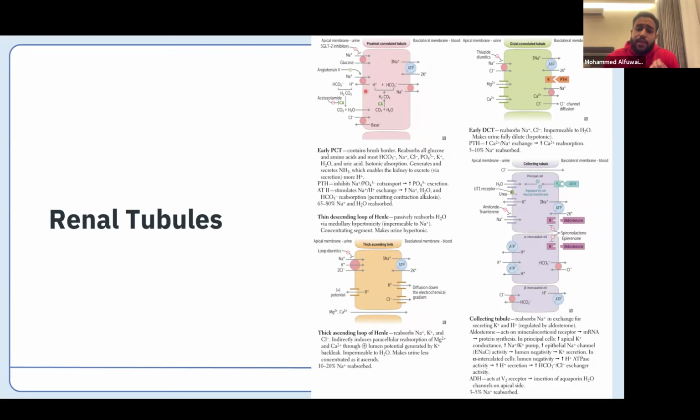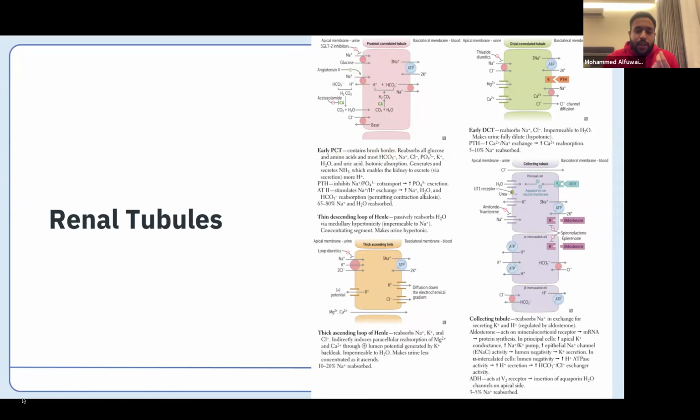Number one is the proximal convoluted tubule. We know from first year that in the proximal convoluted tubule, you'll have a reabsorption of a lot of molecules, such as glucose, urea, uric acid, amino acids, and a lot of the electrolytes. Okay? This is important. Why? One main electrolyte I want you to remember is bicarbonate at this level. Okay? Bicarbonate, most of it will be reabsorbed at the level of the proximal convoluted tubule.